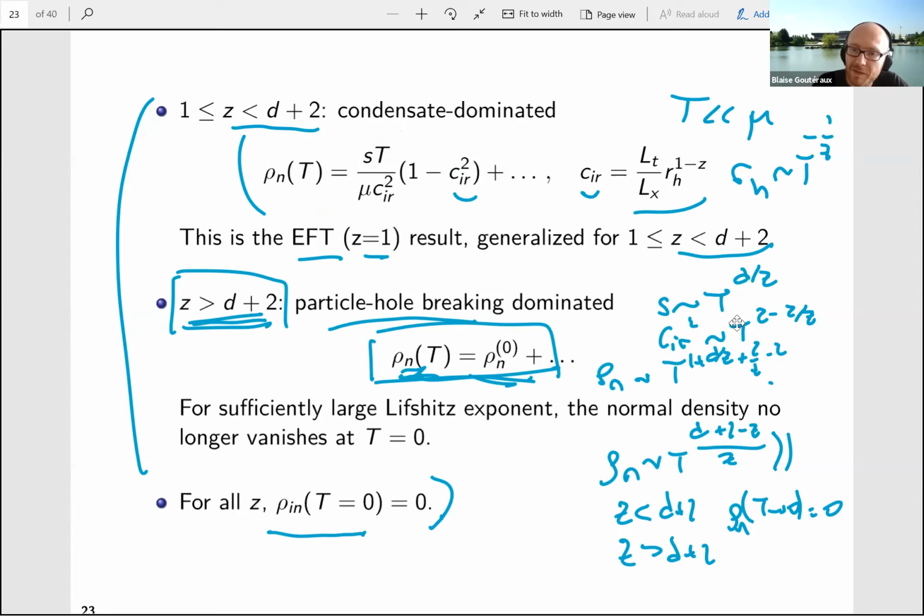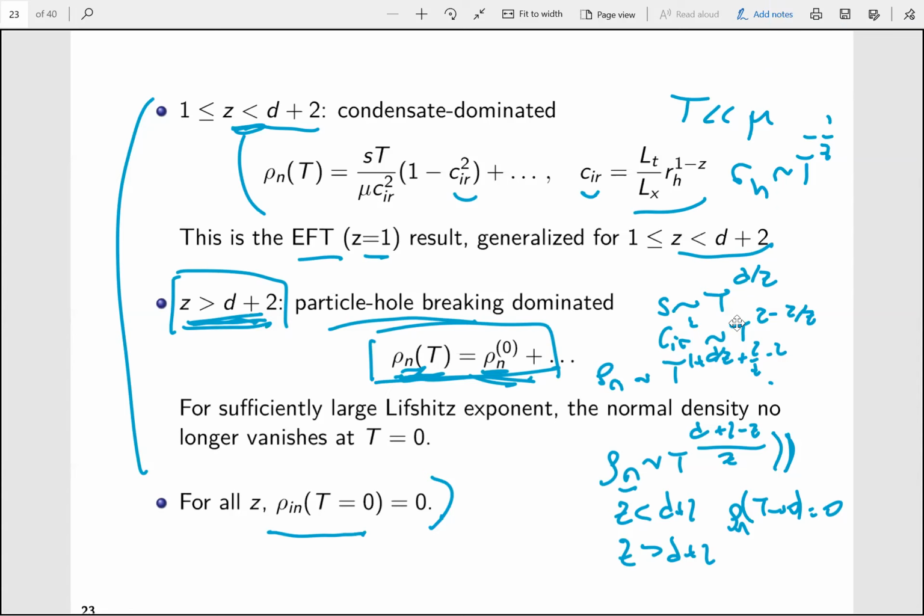And from the detailed temperature dependence, you can see that something goes wrong when z crosses d plus 2, because then rho n would diverge as T goes to 0. But our result, what we computed using this holographic system, is that for z greater than d plus 2, when you do the calculation carefully, you find that the normal density goes to a non-vanishing constant, rather than blow up. And that is completely different from this universality class, which is described by the free gas of superfluid phonons at 0 temperature.